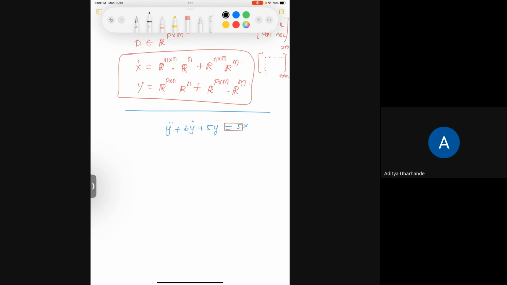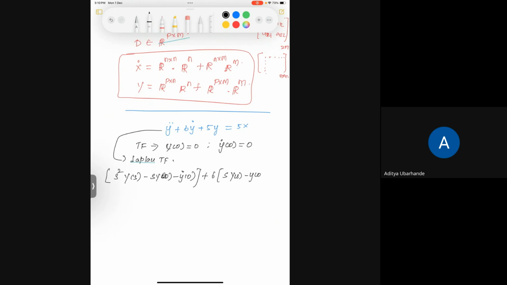What do you usually do? Since we are going to find the transfer function, we will assume all the initial conditions are zero unless it was given. Right. So y dot of 0 is also 0, y of 0 is also 0. Substituting, expanding this using Laplace transform, what we will do? S square Y of s minus s into y of 0 minus y dot of 0 plus 6 into s Y of s minus y of 0 plus 5 into Y of s equal to 5 into X of s.